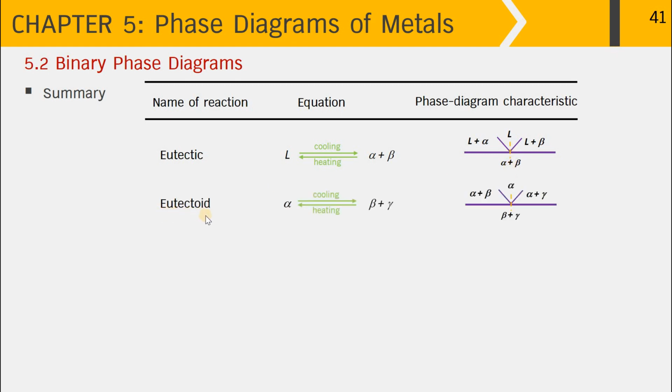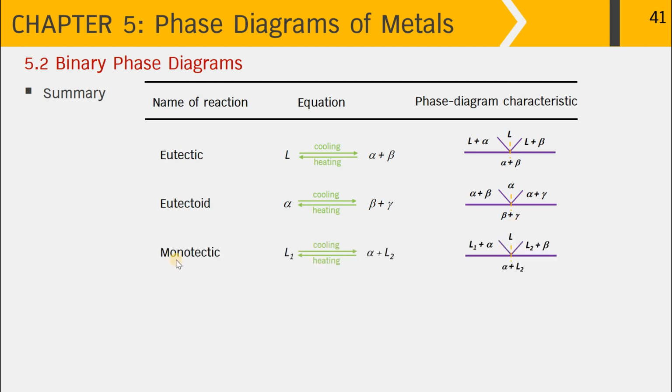Next is the eutectoid reaction that I mentioned earlier. The eutectoid reaction is similar to the eutectic reaction, apart from having one solid phase over here. For example, the alpha solid solution transforms into two solid phases, beta and gamma solid solution, upon cooling. And the phase diagram characteristic is here, starting from the alpha solid solution transforming into beta and gamma.